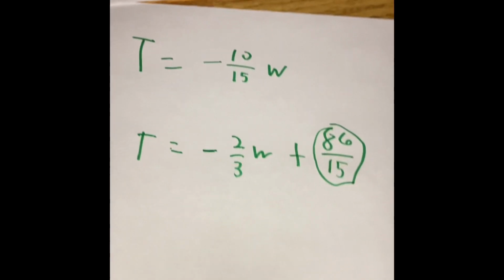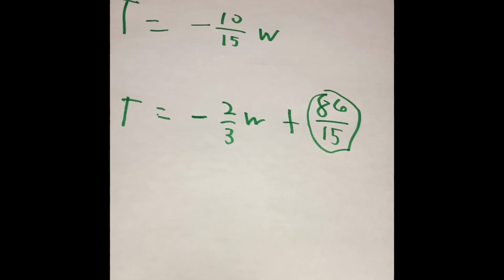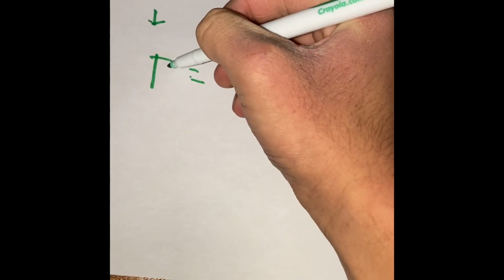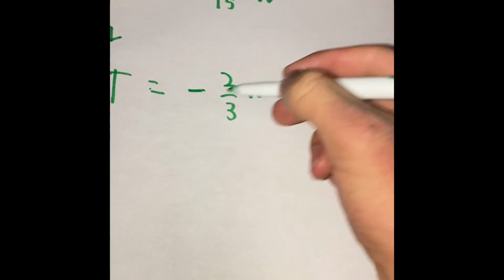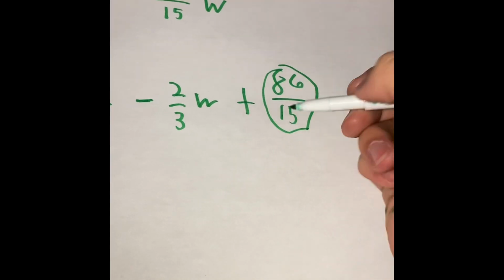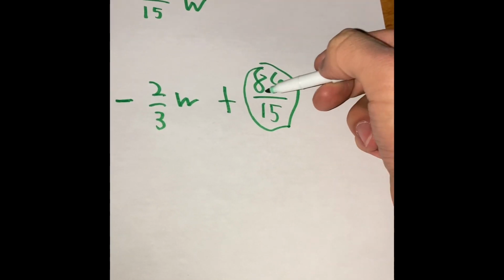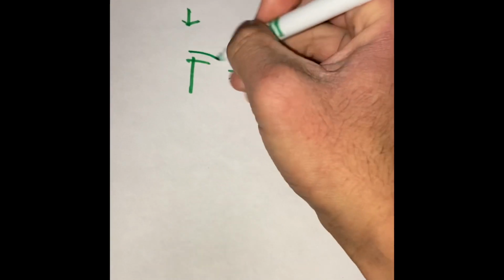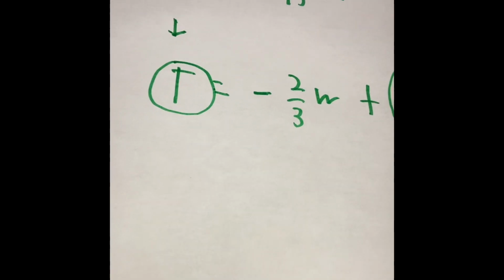Referring back to the candies and the Shy Guy, that's saying every time you sell a Thrice candy, then this is going to happen: negative 2 over 3w plus 86 divided by 15. That is what's going to happen every time you sell a Thrice candy.